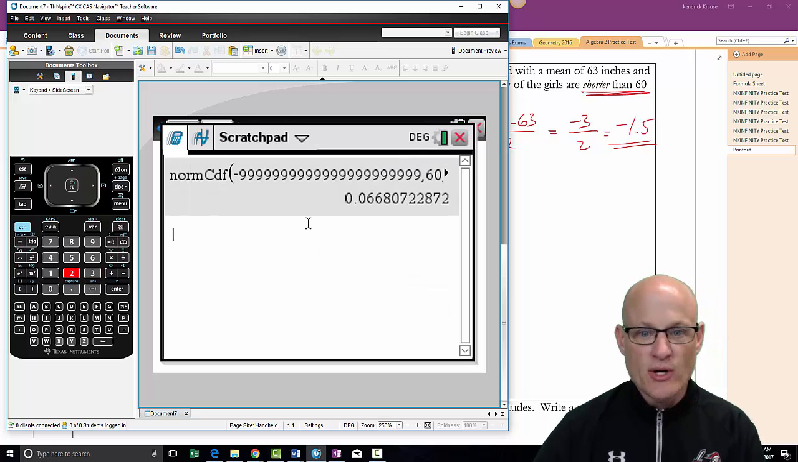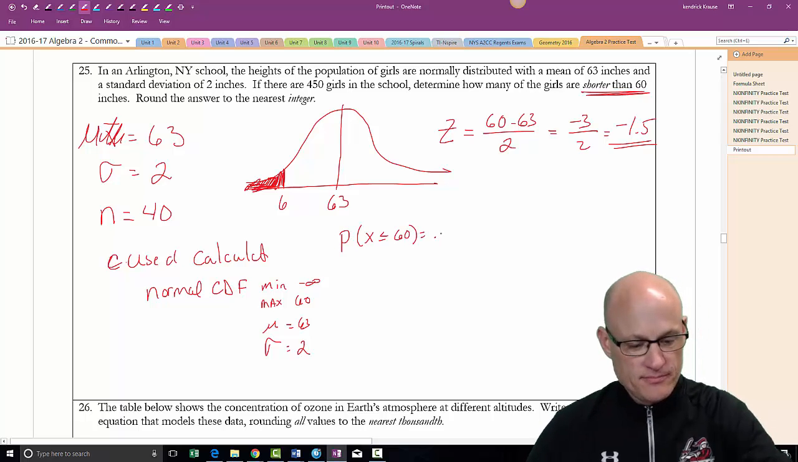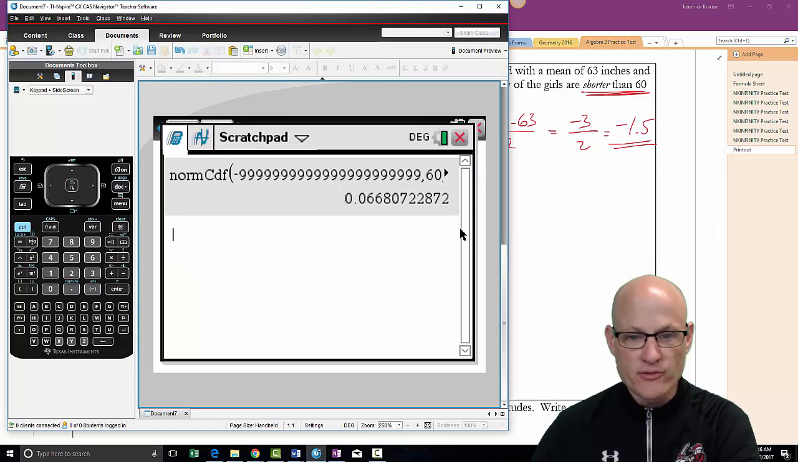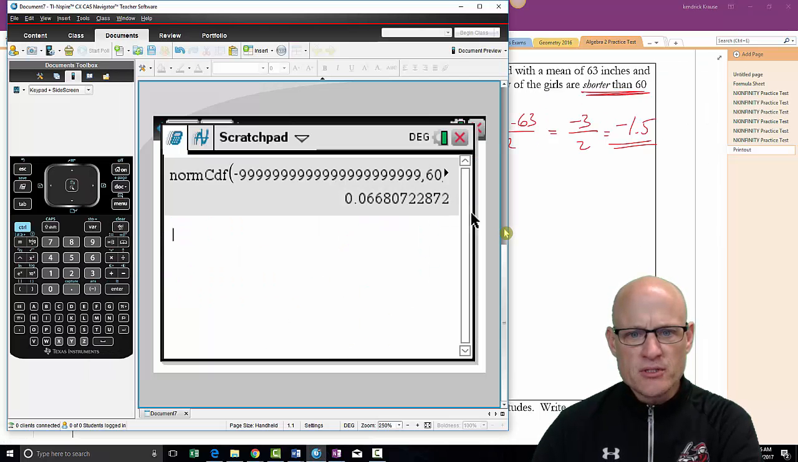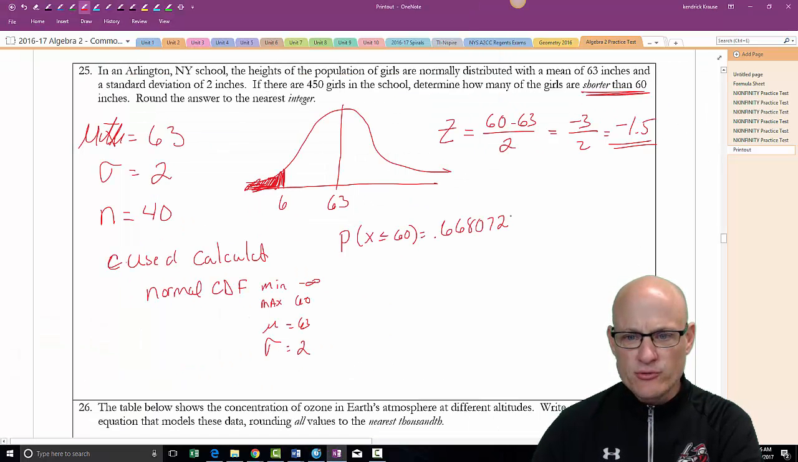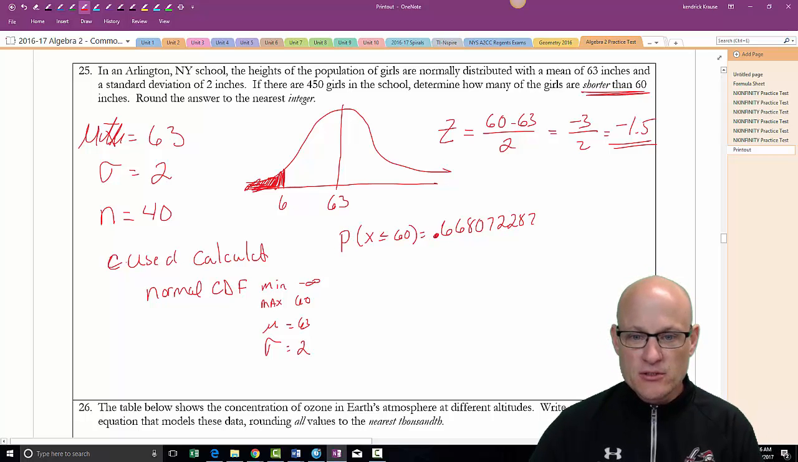Click OK. So I get, now don't round this, okay? So the probability that x is less than or equal to 60 is equal to, you cannot round this, 0.66807 22872. Now that is a probability.